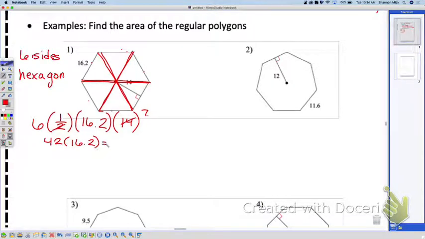And then when I multiply that out, I get 680.4 square units.